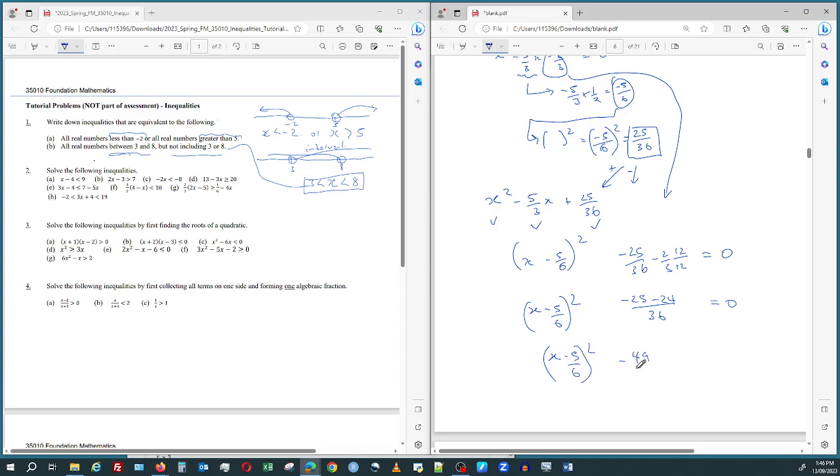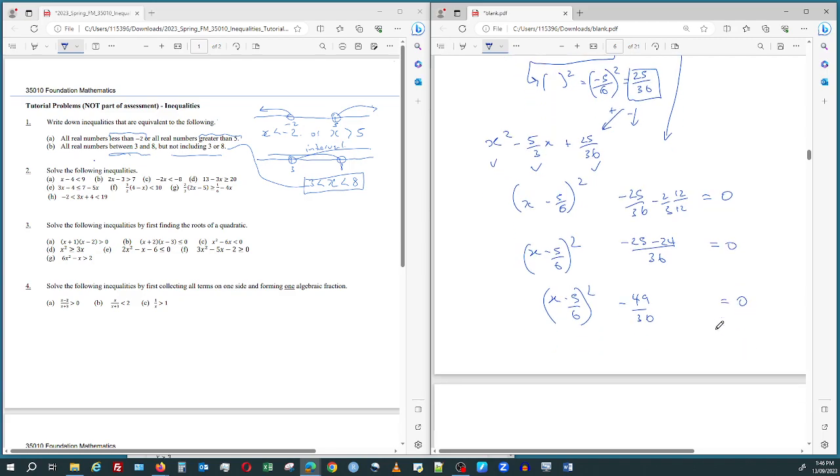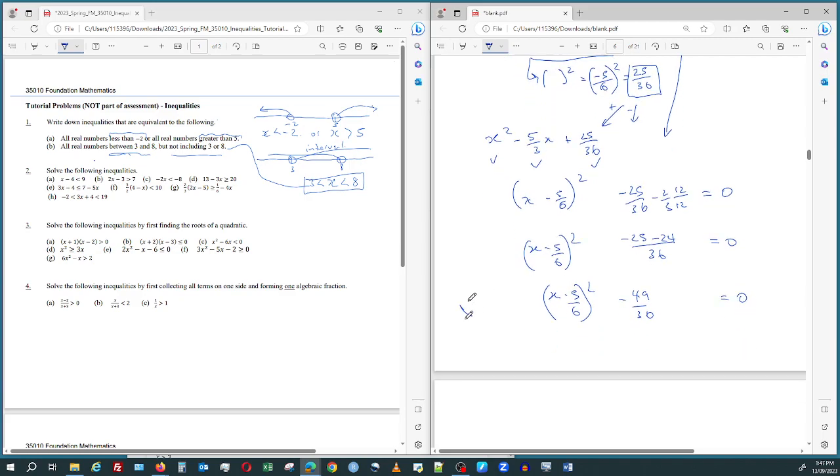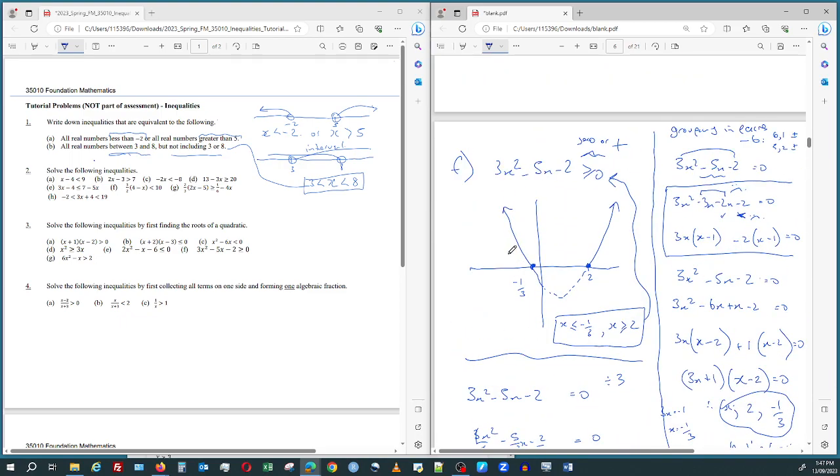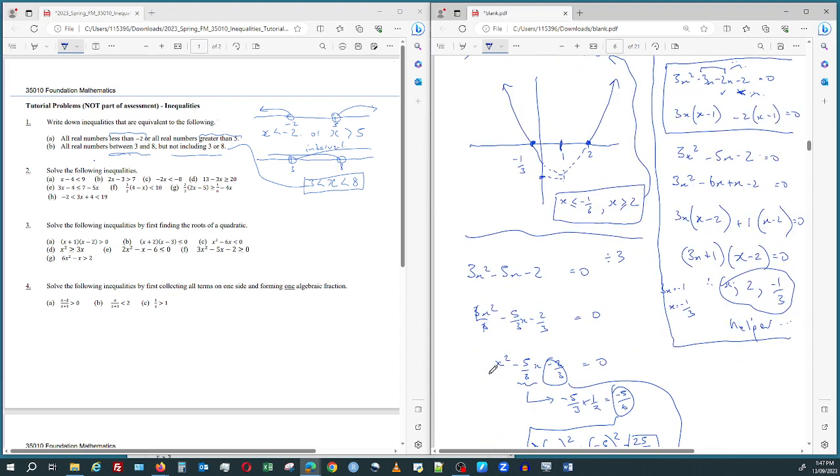Minus 49 on 36. So now that's a geometric interpreter. We've got minus 5 on 6 and minus 49. So there it is. There's your shifter and there's your point. So that's the reason for doing the completing the square, so that you can apply the geometry if you need to. Okay, now we're still finding the solutions.